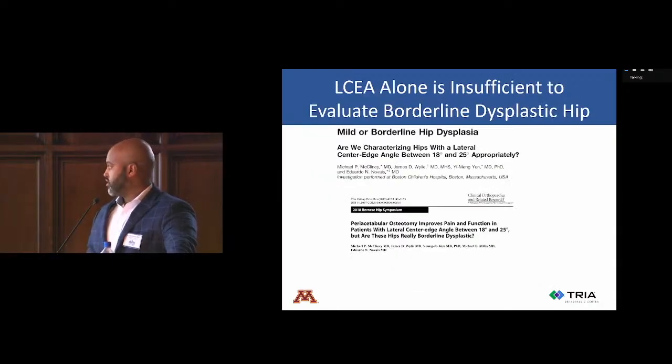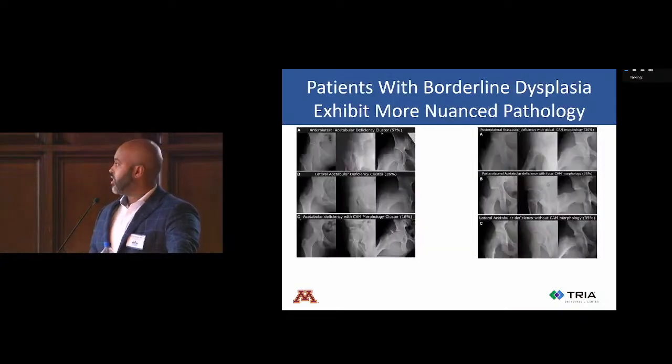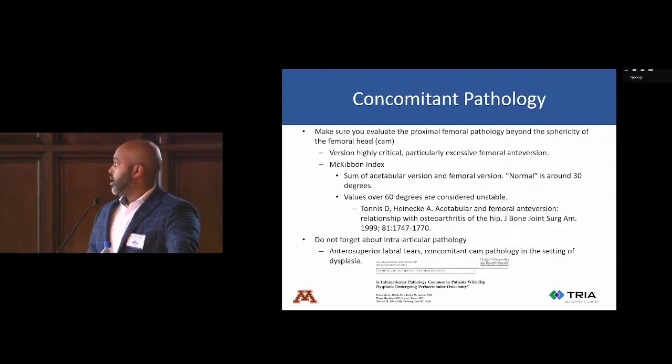As Dr. Selly and other folks have said, LCEA alone is not sufficient, and we need to look at other things like anterior center edge, tonnis, acetabular version, and also proximal femoral version in evaluating these patients. They can exhibit more nuanced pathology. I frequently find patients with borderline acetabular undercoverage with concomitant retroversion, which would really point me towards doing a PAO. And also looking at rotational abnormalities, we do a full analysis.